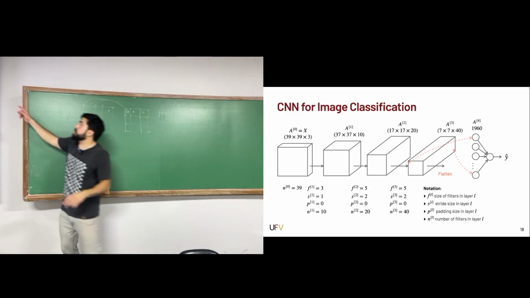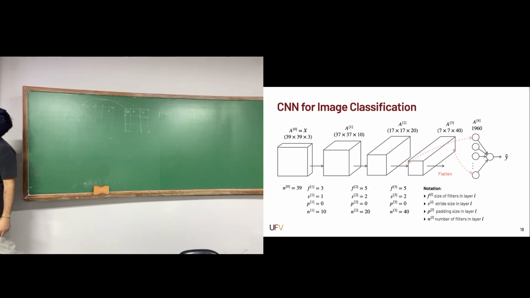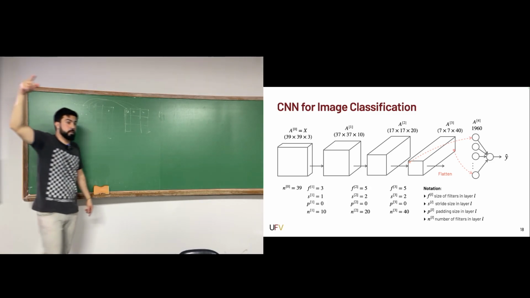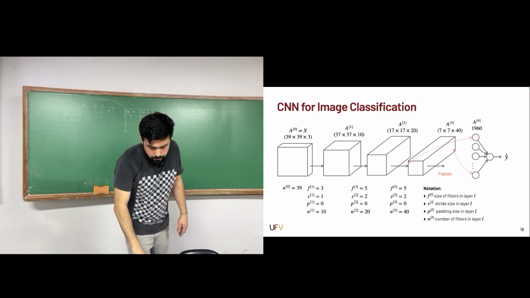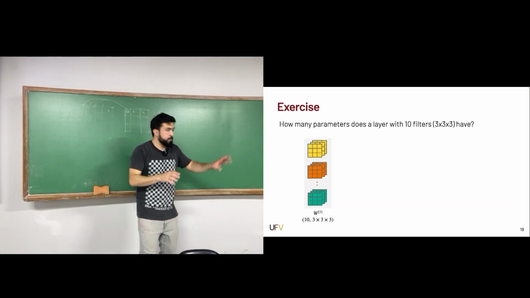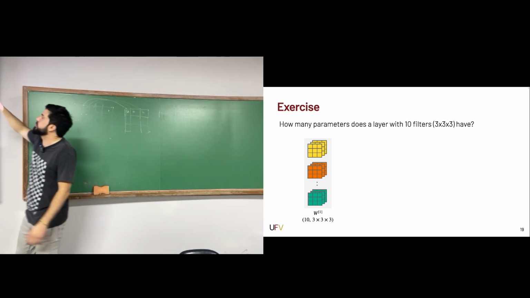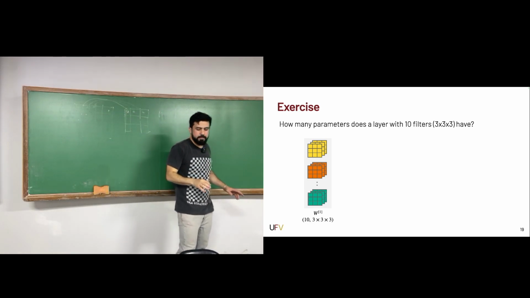So for instance here, sorry, I forgot to mention, this number, 1,960, right? It is defined from flattening this whole thing here, 7 by 7 by 40, okay? So this is the point. I'm going to stop here, okay? So how many parameters does a layer with 10 filters that are 3 by 3 have? Let's think about this.